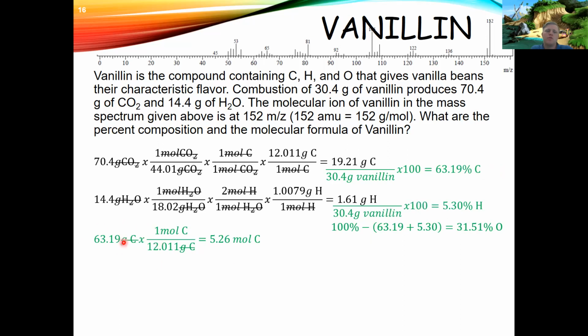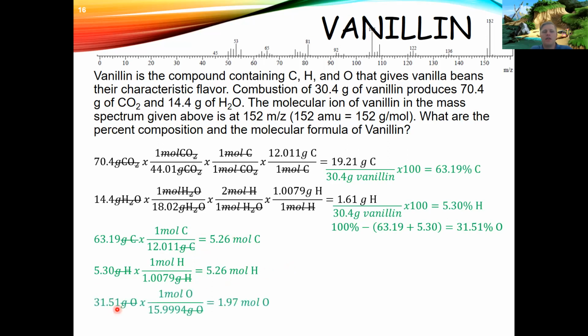So we'll assume we've got 63 grams of carbon, which corresponds to 5.26 moles of carbon. Do the same thing for hydrogen. Say we've got 5.3 grams of hydrogen, that's 5.26 moles of hydrogen. Oh, look, those numbers are lining up. And we'll do the same for oxygen. For oxygen, we'll find that there's 1.97 moles of oxygen.